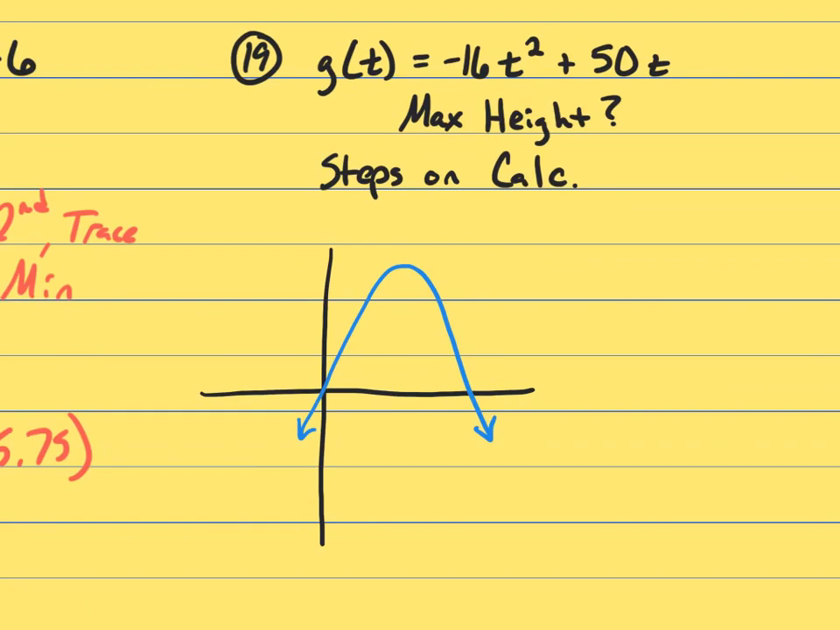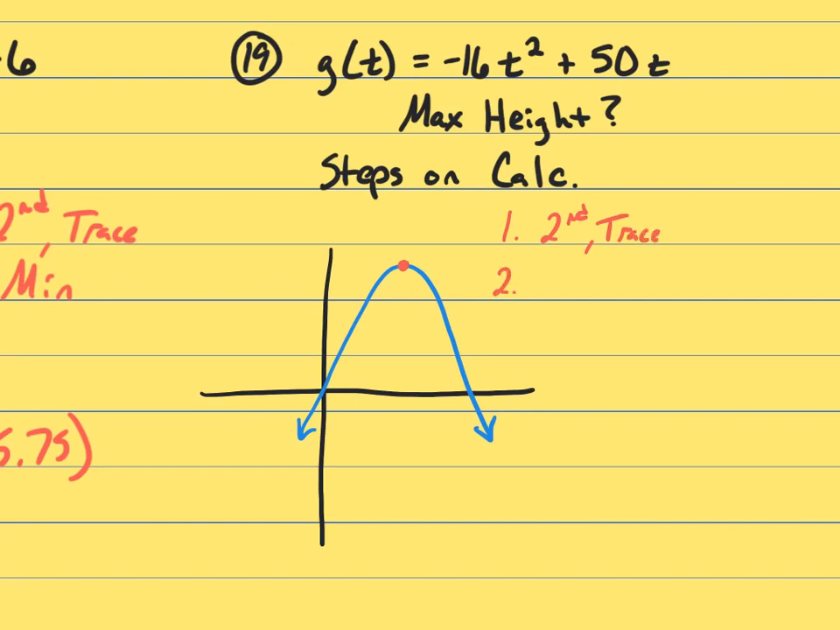Number 19, we are trying to find the maximum height. Now again, this is the vertex. In this case, the vertex is a maximum. So I'm going to graph this on my graphing calculator. And once I have this graph I'm looking at, I'm going to hit second trace to get to the calc.